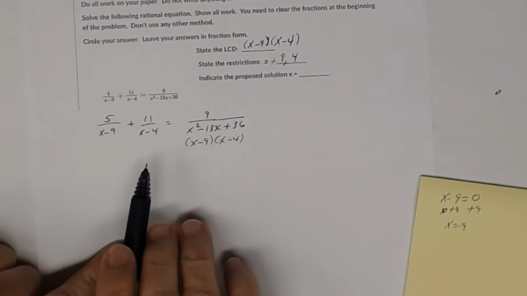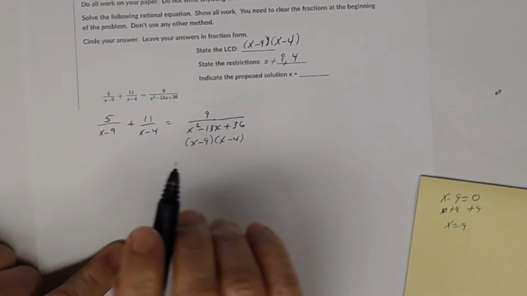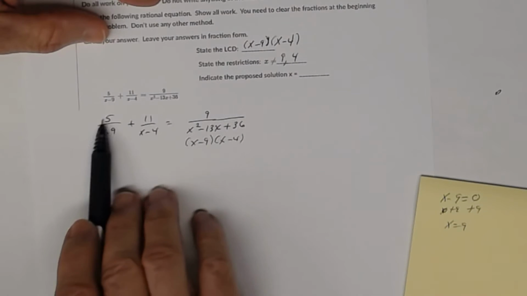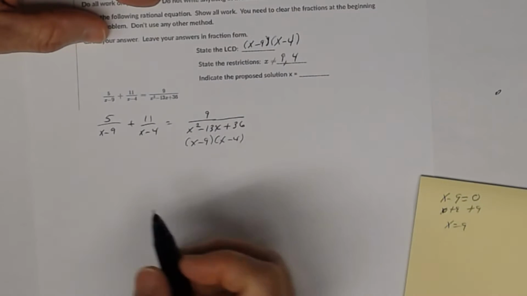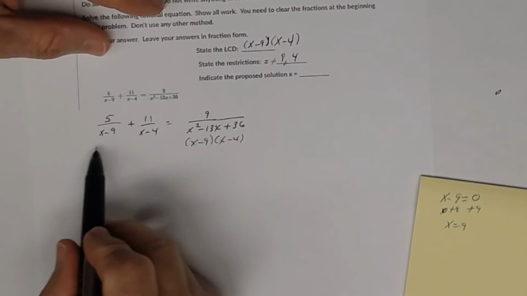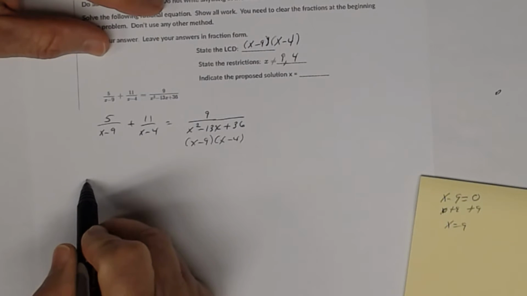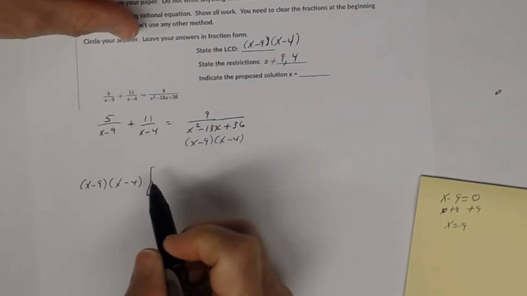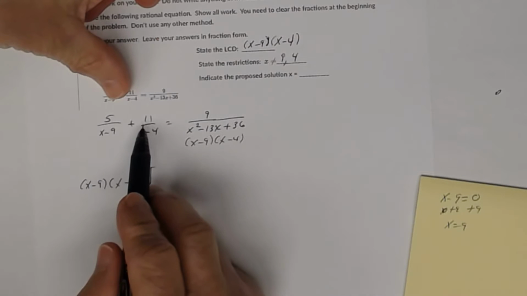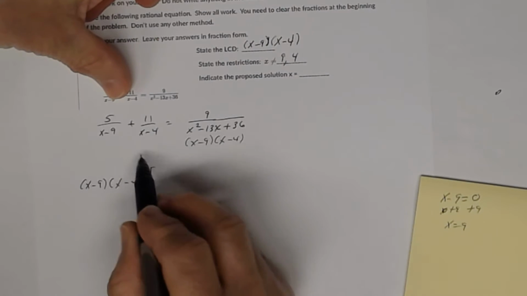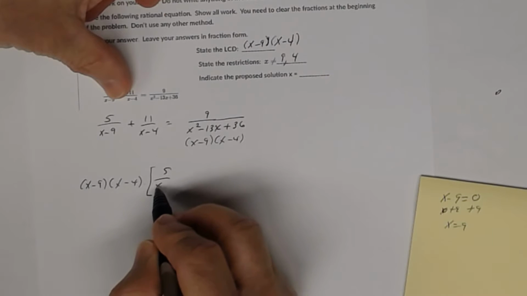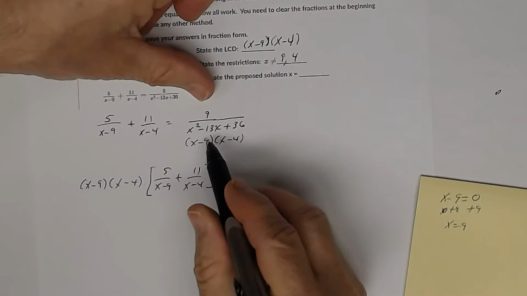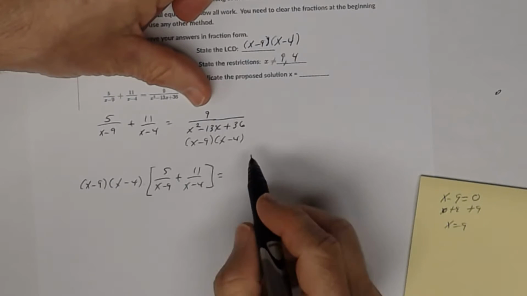Okay, so let's go ahead and solve this by clearing the fractions. So when you clear the fractions, basically you're taking this least common denominator and you're going to multiply both sides by that least common denominator. So you're going to say the least common denominator times the left side. So it'll look like this, x minus 9 times x minus 4 times the left side, which is the sum of these two fractions, these two rational expressions. So 5 divided by x minus 9 plus 11 divided by x minus 4 equals, and then do the same thing on this side. So what you do to one side, you do to the other.